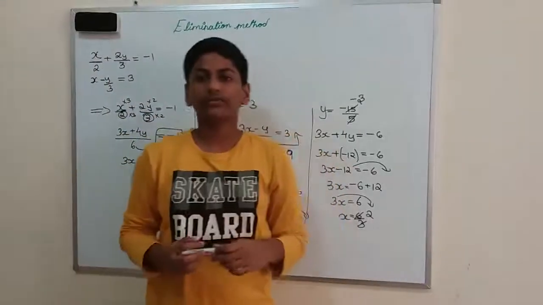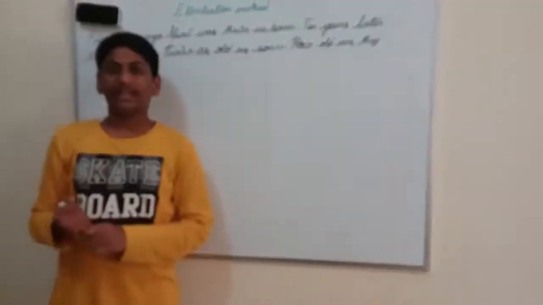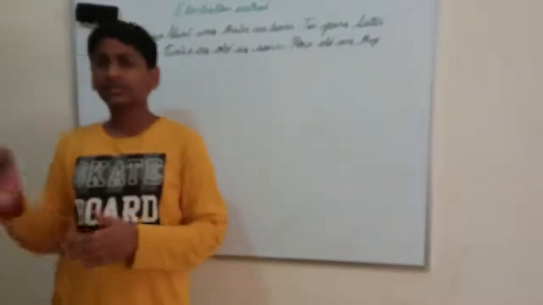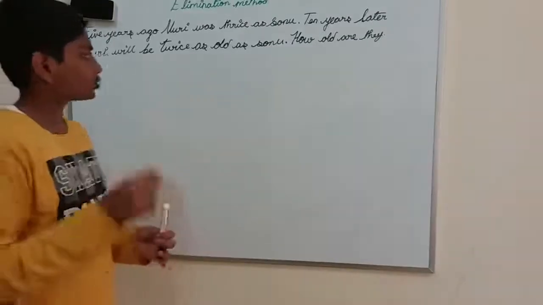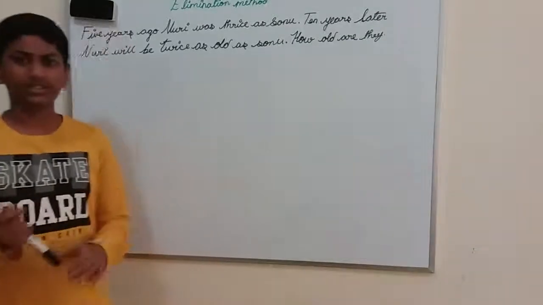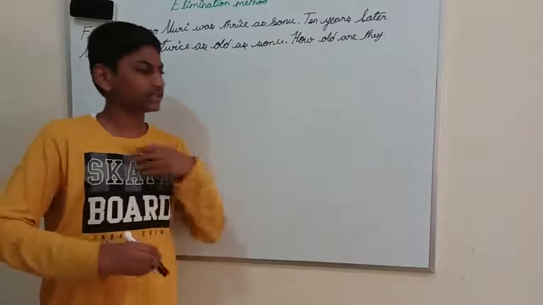Now let's solve some word problems under this. So now we have an age related question. So now let's solve them. 5 years ago, Nuri was thrice as old as Sonu. So 5 years in the past, Nuri was thrice Sonu's age. And 10 years later, Nuri will be twice as old as Sonu. So 10 years later means 10 years in the future.